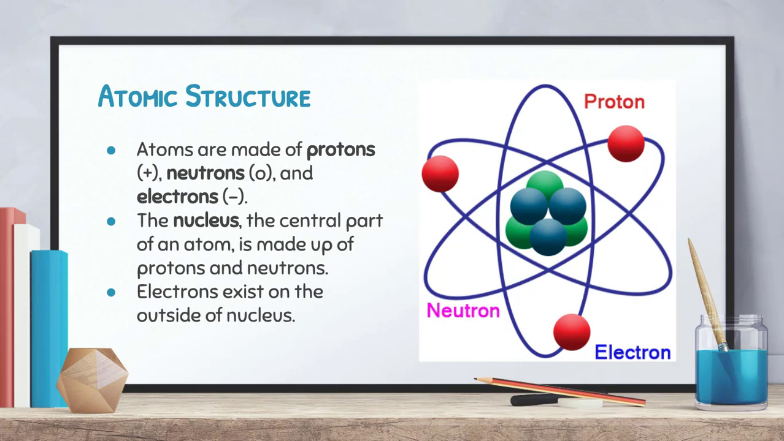Now we can break an atom down even further into subatomic particles, the root sub meaning below. Atoms are made up of protons, which have a positive charge, neutrons, which do not have a charge, and electrons, which have a negative charge.